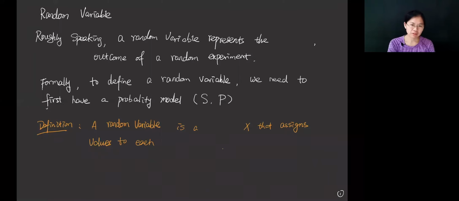In previous videos, we have studied general uncertainty and probability models for the uncertainty. From this video on, we will study a particular kind of uncertainty, which is random variables. Roughly speaking, a random variable represents the uncertain and numerical outcome of a random experiment.